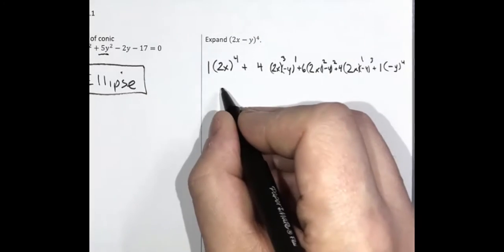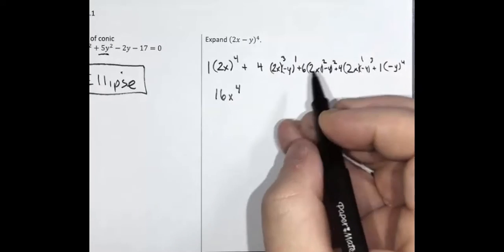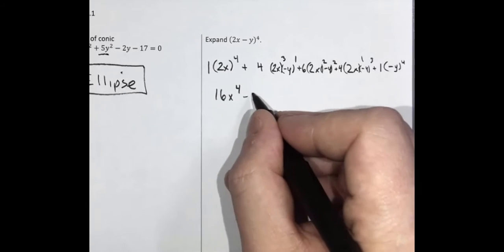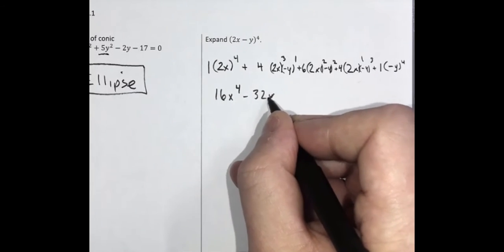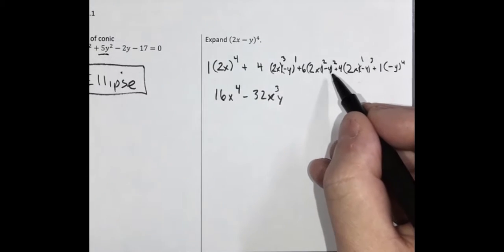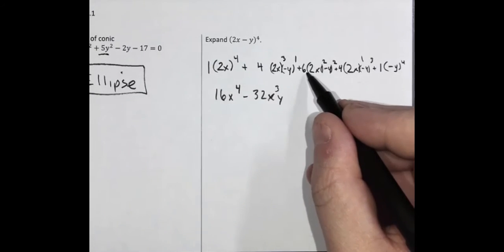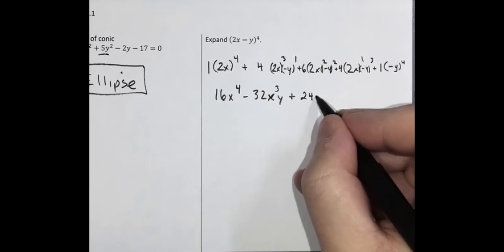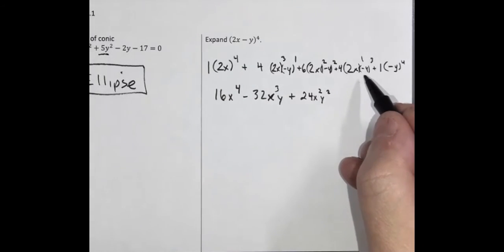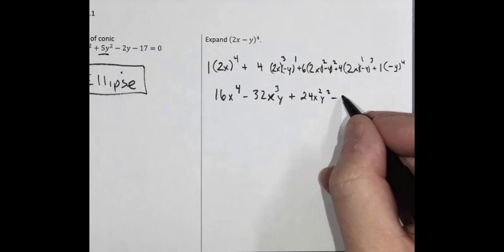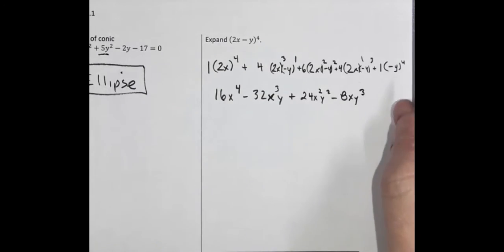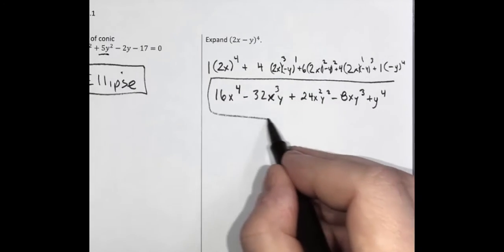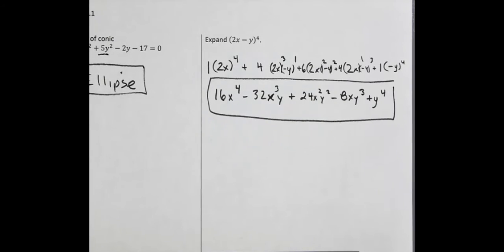So now that answer is going to become 16x to the fourth. Here we have a 2 cubed, which is an 8, multiplied by 4, and it's going to be minus 32x cubed y. Let's see, here we have 2 squared, which is 4. 4 times 6 is 24. We're going to be positive because the y is being squared, and we have an x squared and a y squared. Then here we have a 2 times 4, so it's going to be a minus 8xy cubed. And finally, tacked on the end there, we have a positive y to the fourth. So that is our expansion of this particular polynomial.